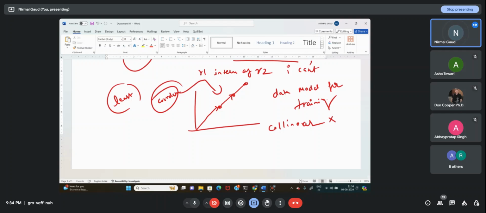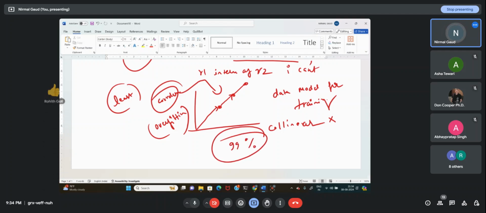Later on, this kind of model gives overfitting, because the model will capture all the collinear points and say that it is 99% accurate. But in reality, the points are not in a line. Points can be anywhere. In that case, the model will fail.